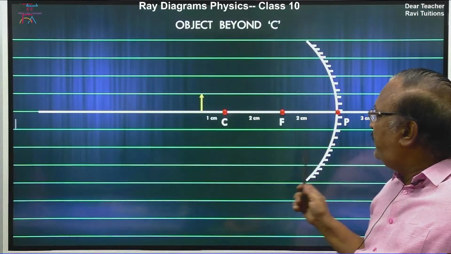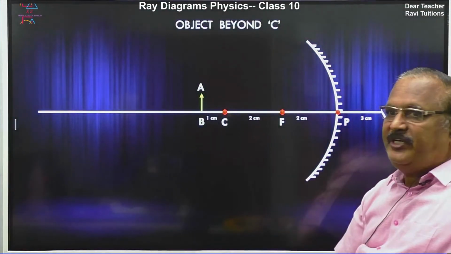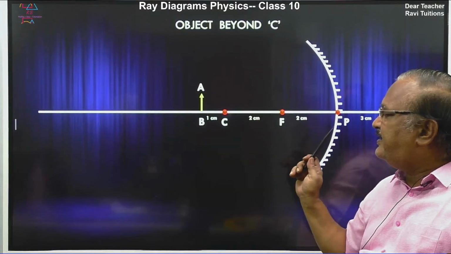Okay. So now what happens? Let us see. This is the object we kept. This is the object, principal axis, everything.